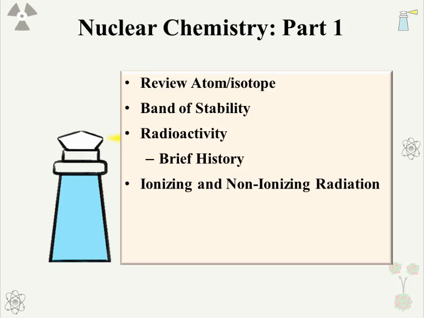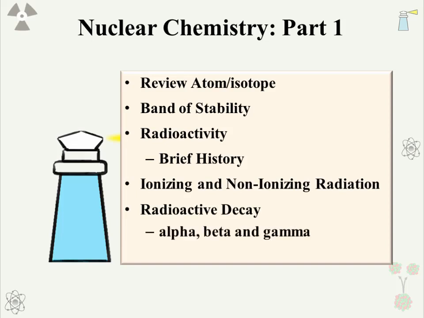Ionizing and non-ionizing radiation are covered, followed by the important topic of radioactive decay. 3 types of decay are explored: alpha, beta, and gamma. The last topic is writing and balancing nuclear equations.